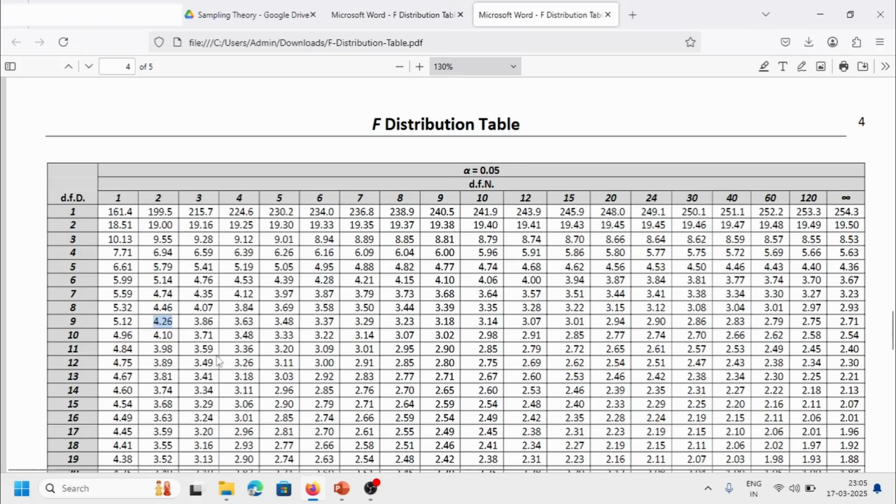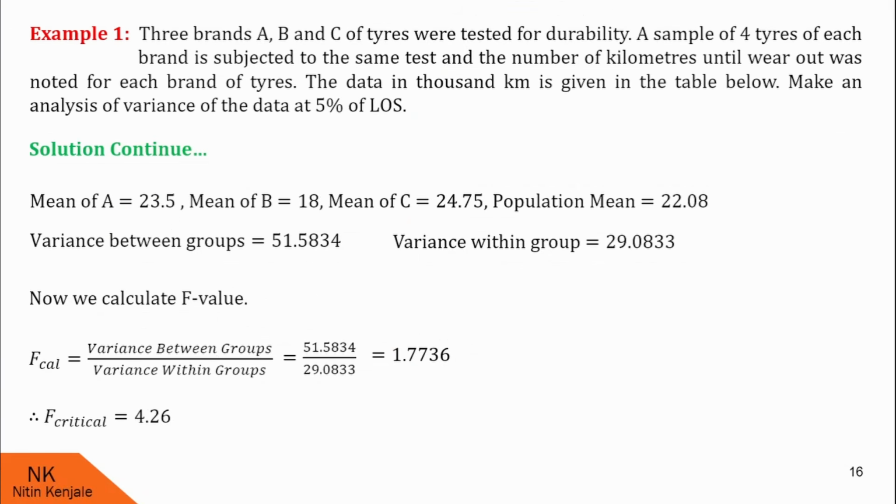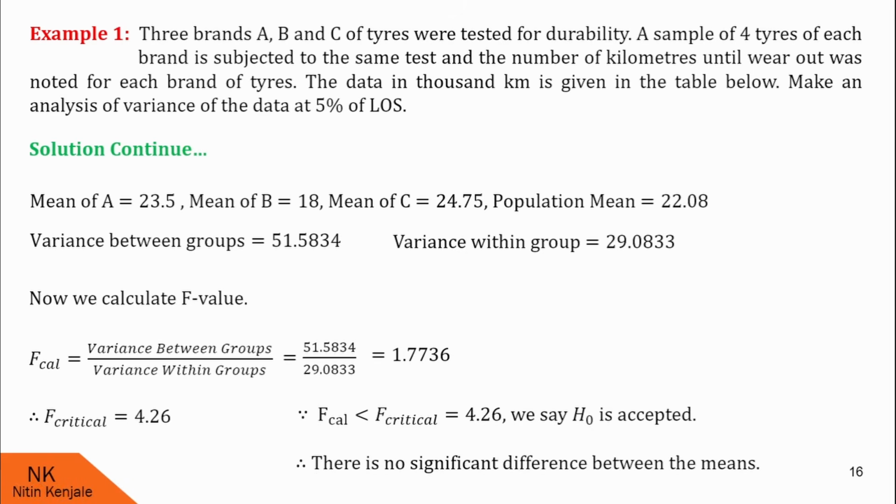Let us make a note of this in our solution. So I note down here the F table value or F critical value is 4.26. Note that F cal is less than F critical value. Therefore, we should accept H naught. When we accept H naught, we say there is no significant difference between the means.